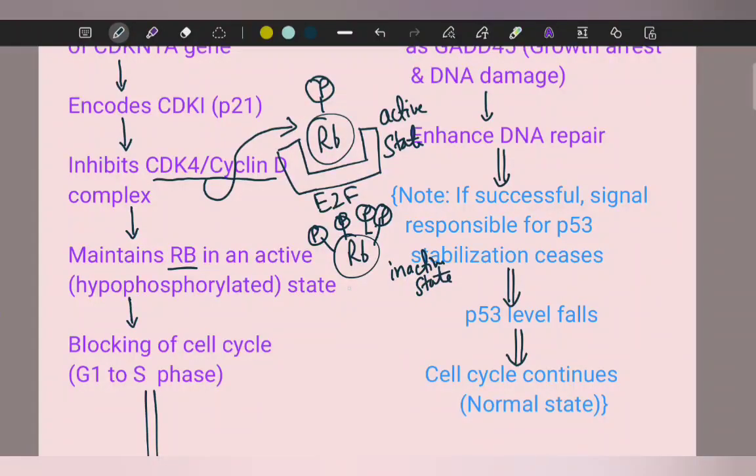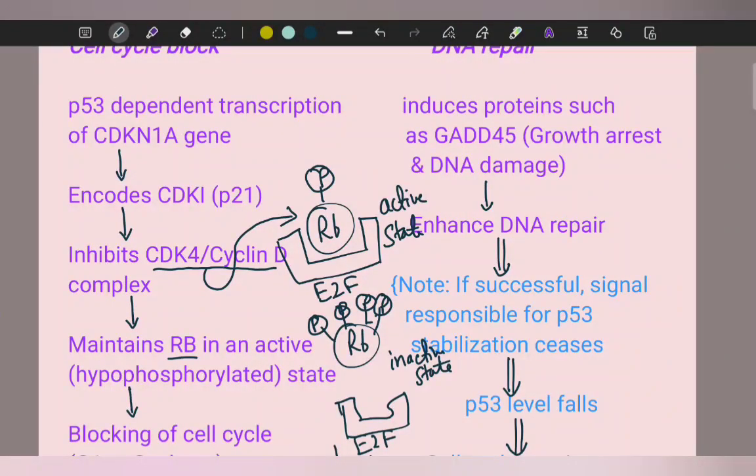In this state, now E2F no longer binds to retinoblastoma, it gets released, and once this E2F or transcription factor gets released, it will move to the DNA. It will transcribe those genes that are responsible for DNA replication as well as cell growth. And this cell DNA replication and cell growth are needed for transitioning from G1 to S phase in the cell cycle.